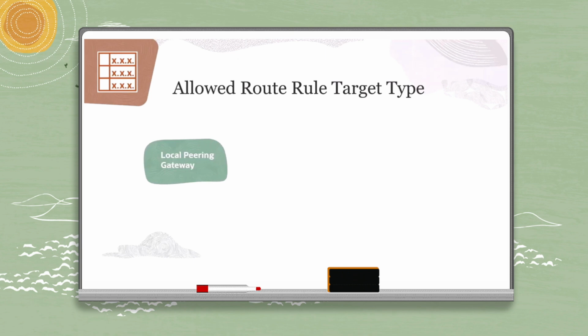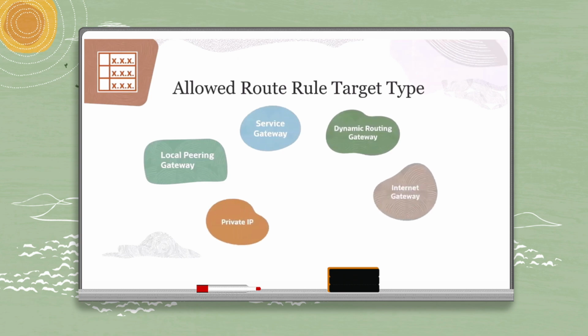Local peering gateway, service gateway, dynamic routing gateway, internet gateway, private IP, NAT gateway. These all are valid targets for a route rule. Very quickly, I would like to talk about the internet gateway.